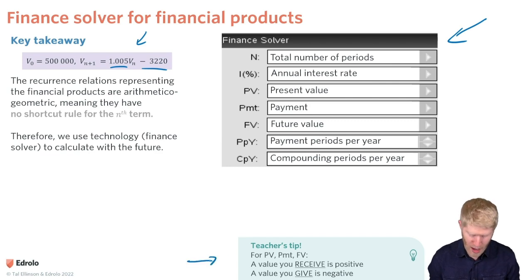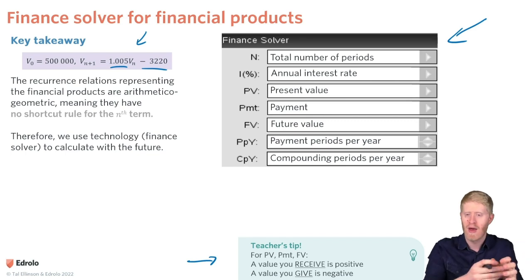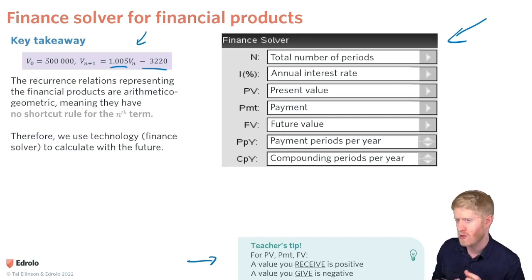The key idea that I want to emphasize is that anytime you receive money, that's positive. And anytime you give money, anytime money comes away from you, that's negative. And that idea is hopefully going to help us understand always what sign to put with our numbers.